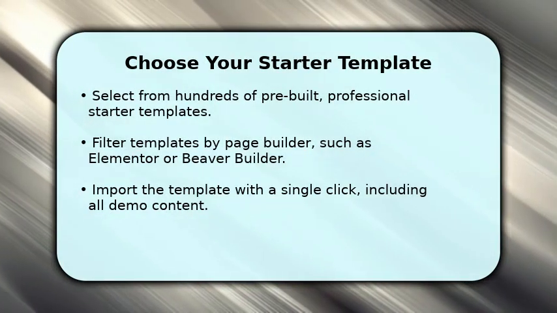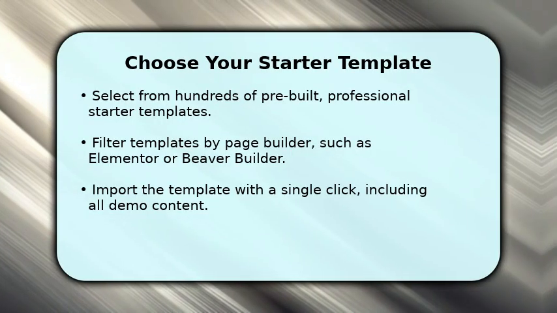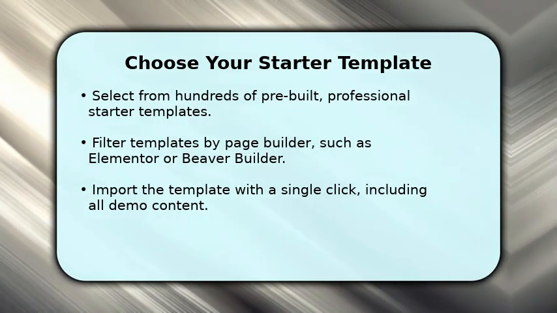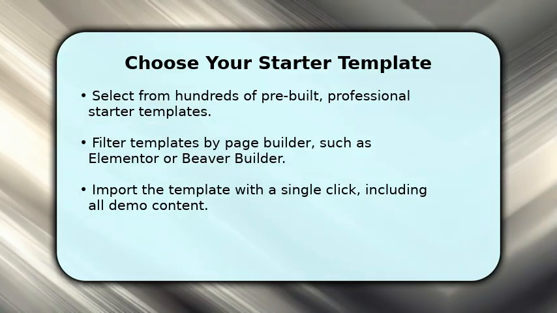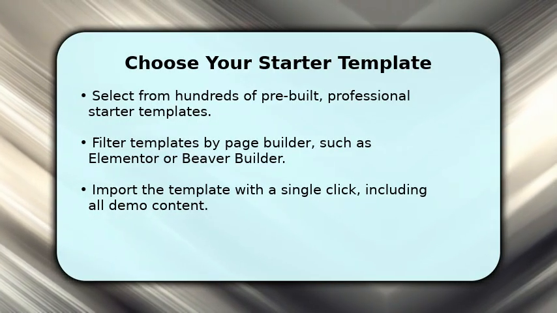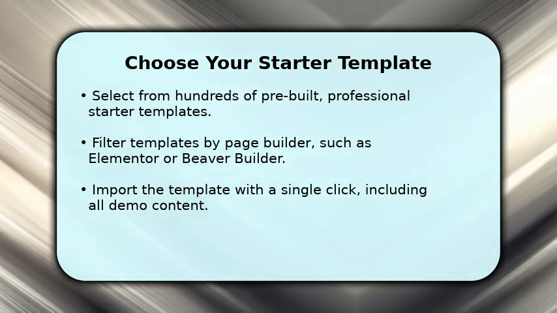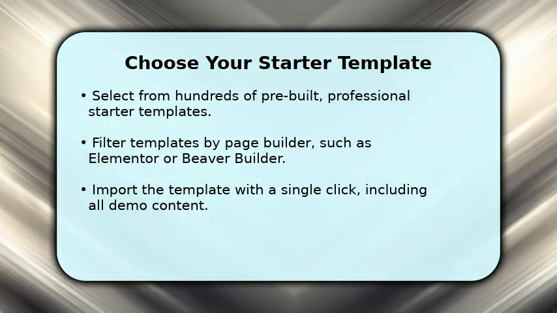Next, let's choose a starter template. Astra Ultimate offers hundreds of professionally designed templates, giving you a fantastic head start. You can easily filter these by your preferred page builder, like Elementor or Beaver Builder. Once you find the perfect design, simply click to import it. This brings in all the demo content, images, and layouts, saving you hours of work.